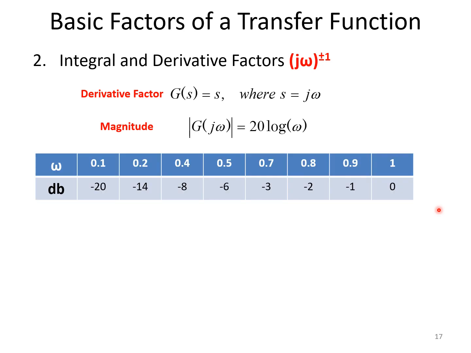And for the phase value, this is a table which shows the value in dB for different frequency values listed as 0.1, 0.2, 0.4, 0.5, 0.7, 0.8, 0.9 and 1, and these are the values in decibels which I am getting as the magnitude for the derivative factor. So it is minus 20 dB, minus 14 dB, minus 8 dB, minus 6 dB, minus 3 dB, minus 2 dB, minus 1 dB and 0. This is just an example of how, by varying the frequency, the magnitude changes for a derivative factor.